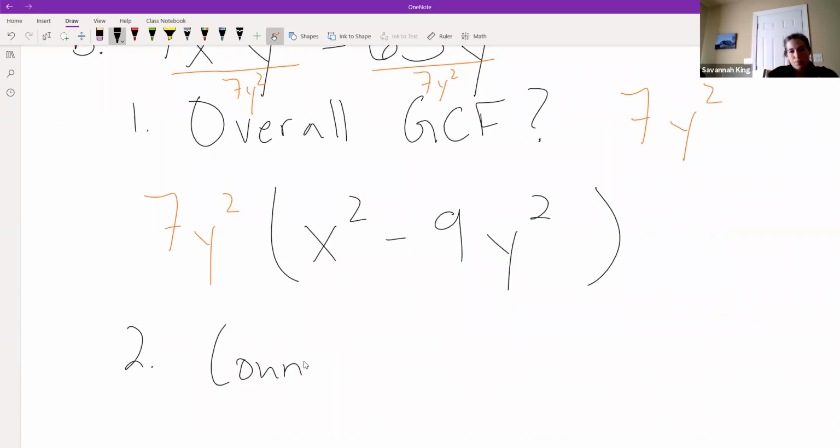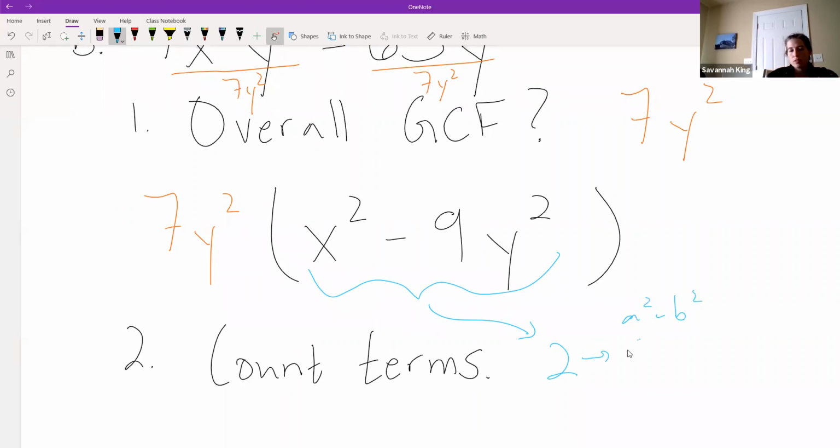Count the terms. And again, when there's an overall GCF, as we count the terms and try to do something with those terms, we're really just ignoring the GCF and focusing on what's in the leftovers. So 2 terms, so we've got 4 choices. Which one do you think this is?